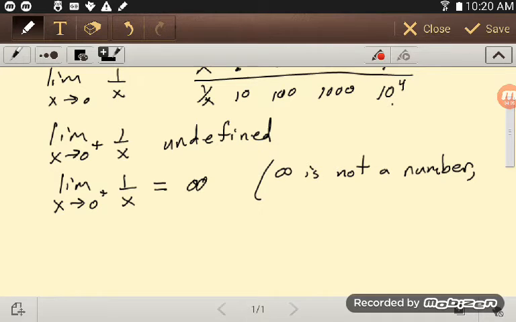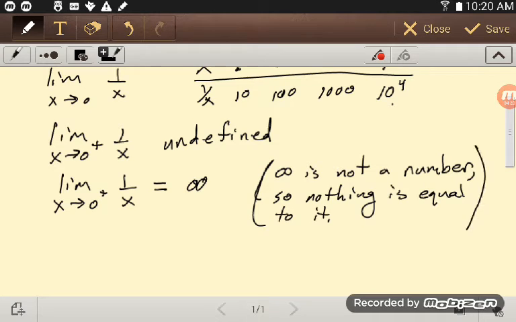So nothing is equal to it. It doesn't really happen. If somebody says, what's the limit? A mathematician may say infinity, but what you have to understand is that, literally, that's not what it means. It means that it grows without bound in the positive direction as we get near our target for the limit. So in this case, getting near 0.